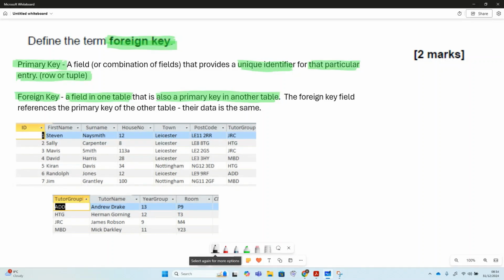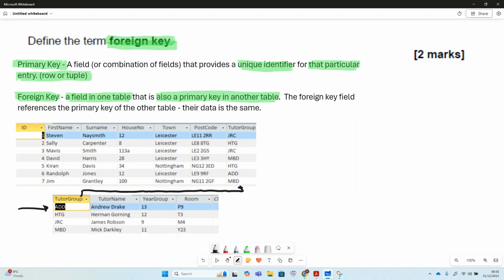And so we've got a bit of an example of that idea here. We've got a table here of students and some of their details, and a table of tutor groups here. So the primary key of tutor group here is linked to this foreign key here in the student table, and so each student has a reference to the tutor group that they're in.